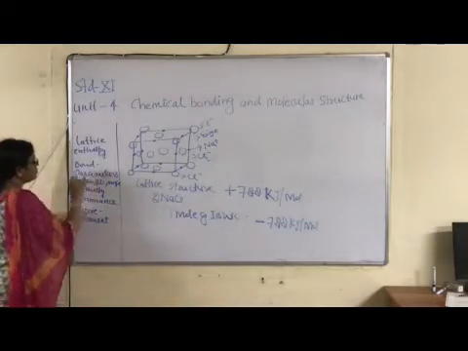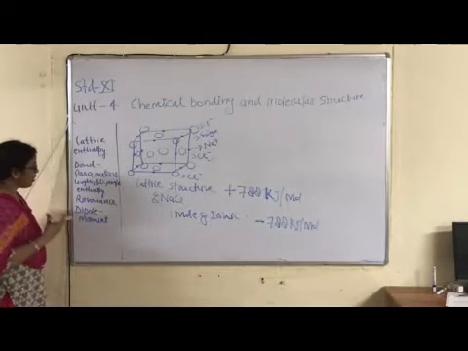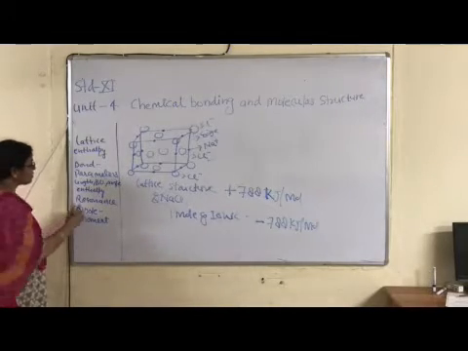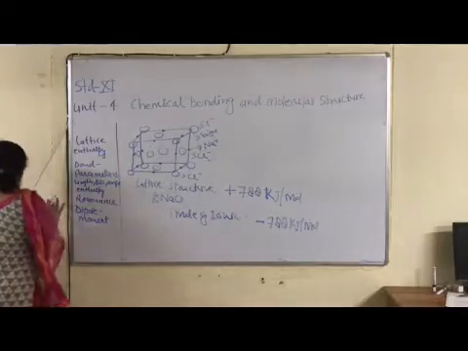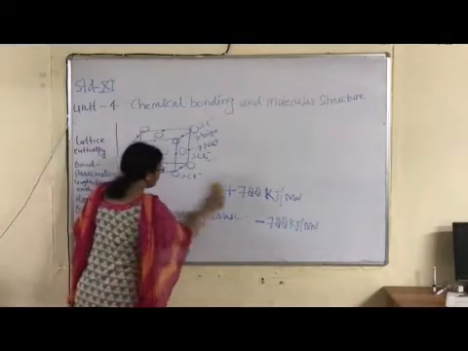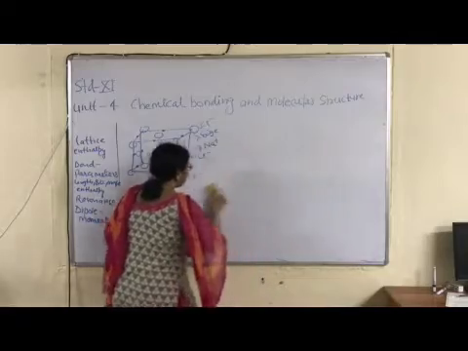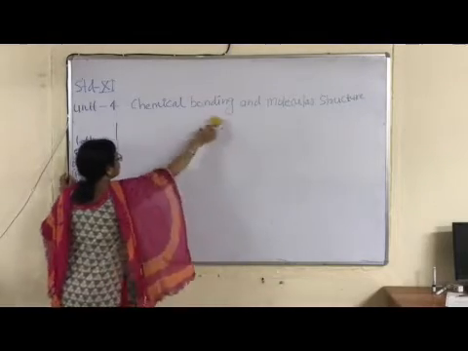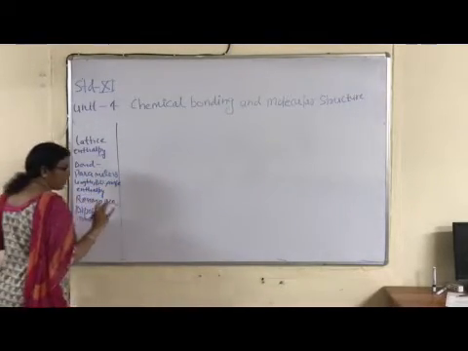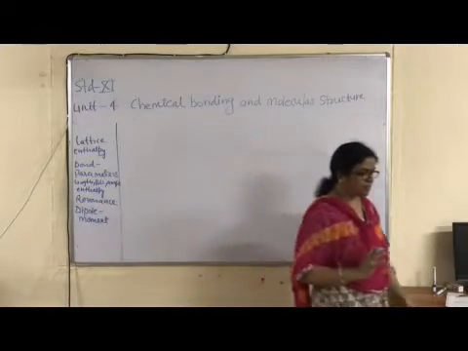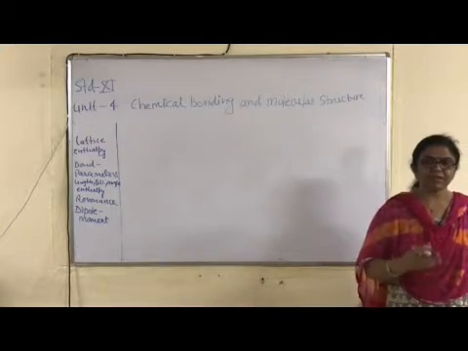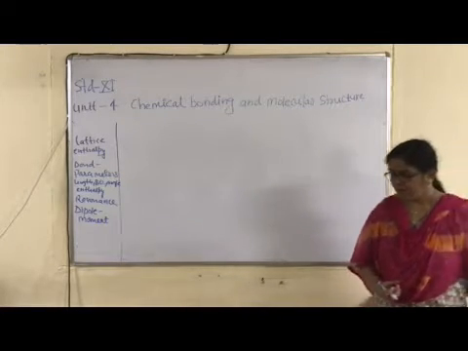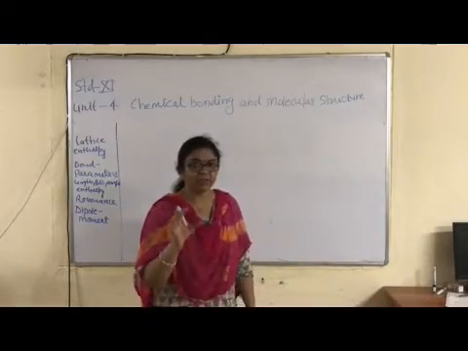Now next is bond parameters. How many terms, factors are related with a bond? First is bond length. Discussion of bond length. What is bond length? Bond length is the minimum distance between two bonded atoms where maximum force of attraction is influenced, right? Or bond length is the equilibrium distance between two bonded atoms.